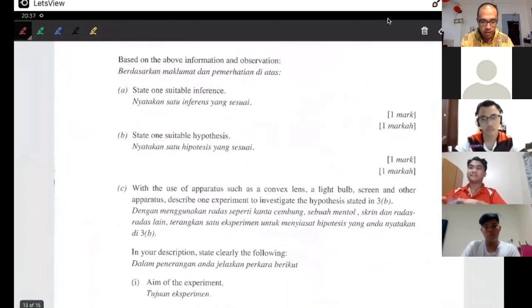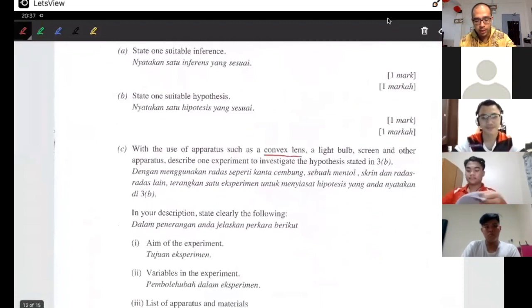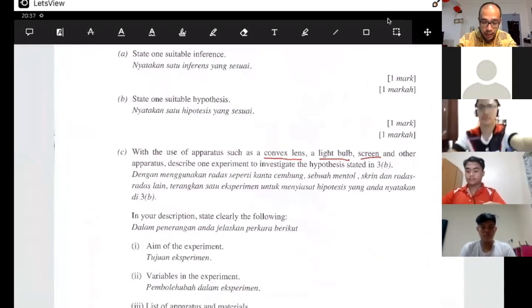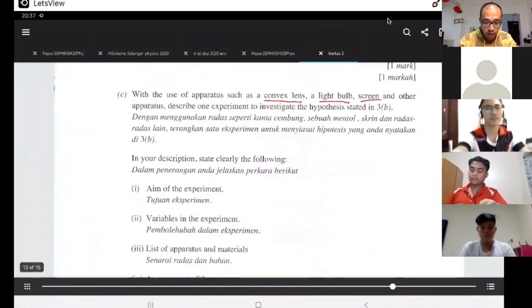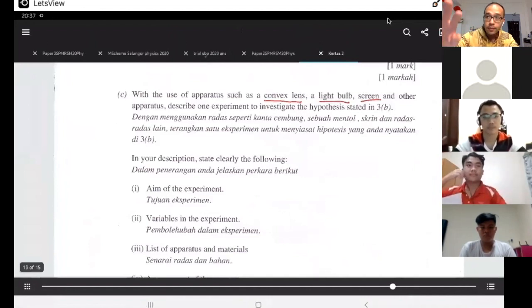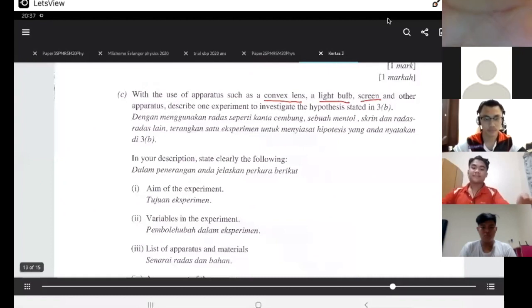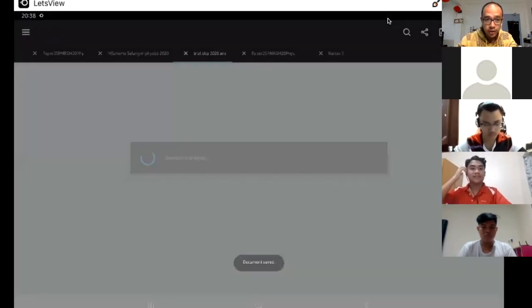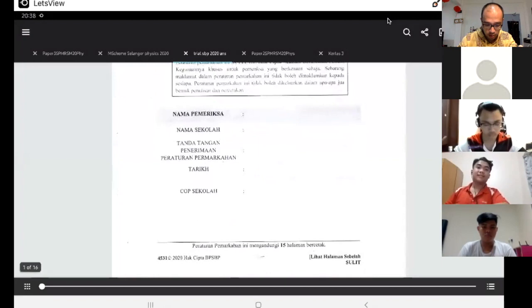So this is an experiment that we've seen already. Convex lens, light bulb, and screen. I won't really go much into this, except to remind you of how the experiment looks like. What is this? SBP. Hold on, let me see where the answer is. Okay, the SBP.